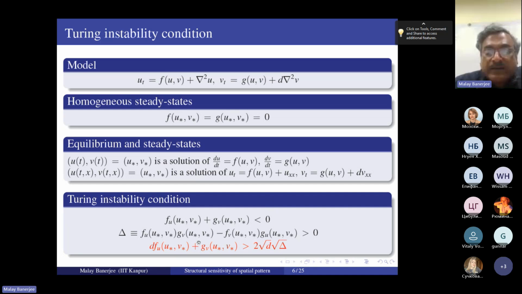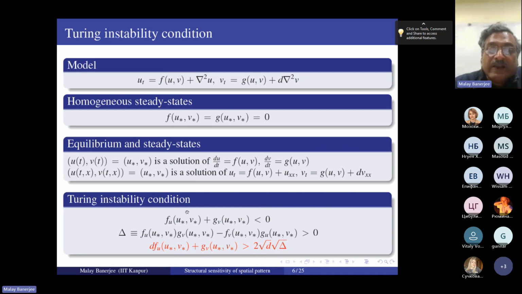And I mentioned this condition in red not only because it is the part of the spatial component, or the crucial condition for the Turing instability. Rather, I want to emphasize that if we look at these two conditions, that is fu(u star, v star) plus gv(u star, v star) less than 0, and the last condition, we have to keep in mind d is a positive constant. So if these two conditions are required to be satisfied simultaneously, then we should have fu and gv of opposite sign.